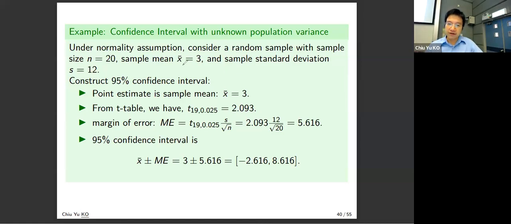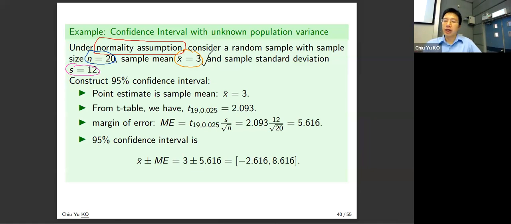Now remember, when we have a bell to make sure T would work, we have to assume the underlying is a bell. Without making the assumption, we cannot do T. And here we have the sample mean is 3 out of 20, and the variance is 12. So immediately, without doing anything, if someone asks you what's a point estimate, this is the one. It's the best guess you would do.